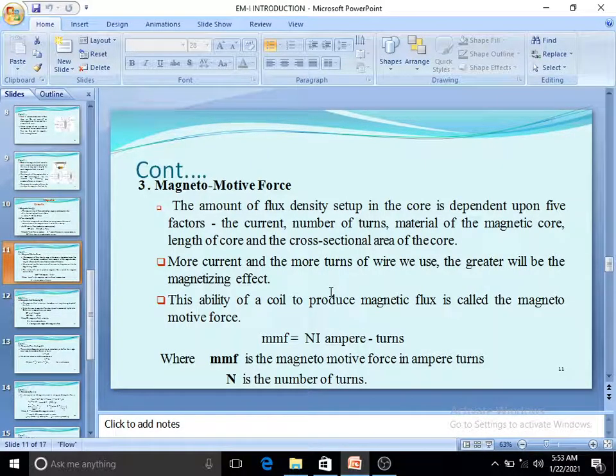To produce a magnetic flux, how much effort do we need to apply? That is the ability of that winding, that conductor, to produce the magnetic flux, which is your magnetomotive force. Just as electromotive force, which is voltage, is the force required to move the electrons, in the same way here, to produce the magnetic flux, how much force do we need to apply? That ability is your magnetomotive force.